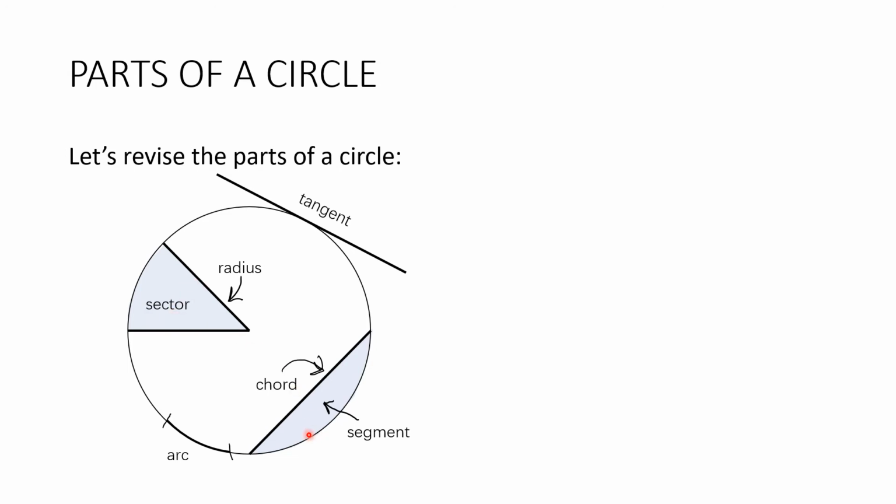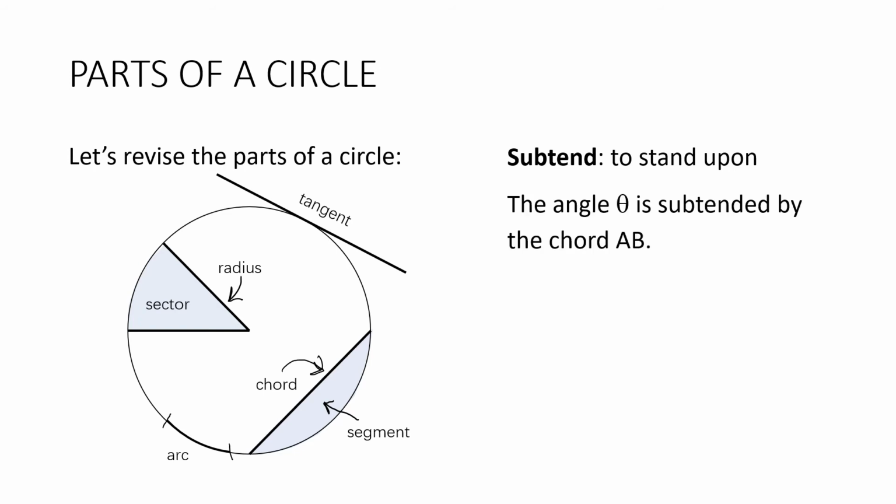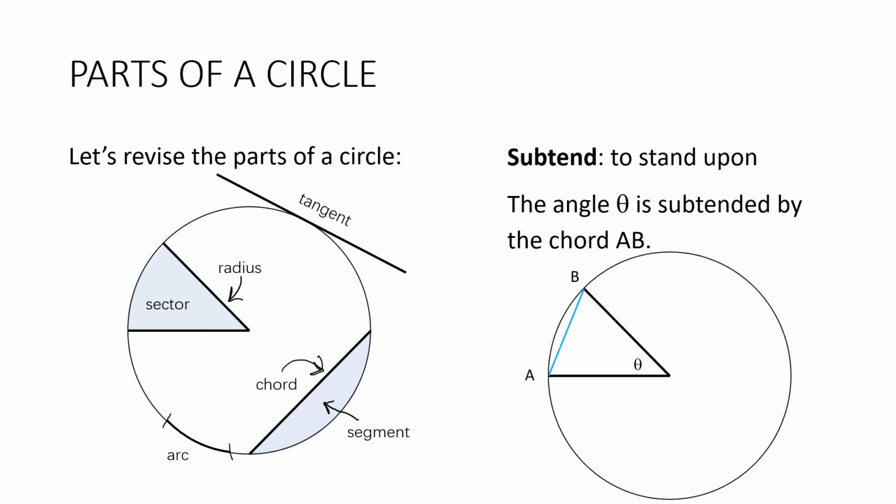And here we have a segment. It's like a slice of a circle. It's bounded by a chord and an arc. Now this is a minor segment because it's less than a semicircle. We also need to know the definition of this word subtend, which means to stand upon, because we might get statements like this. The angle theta is subtended by the chord AB. And that means this angle stands upon this chord AB.